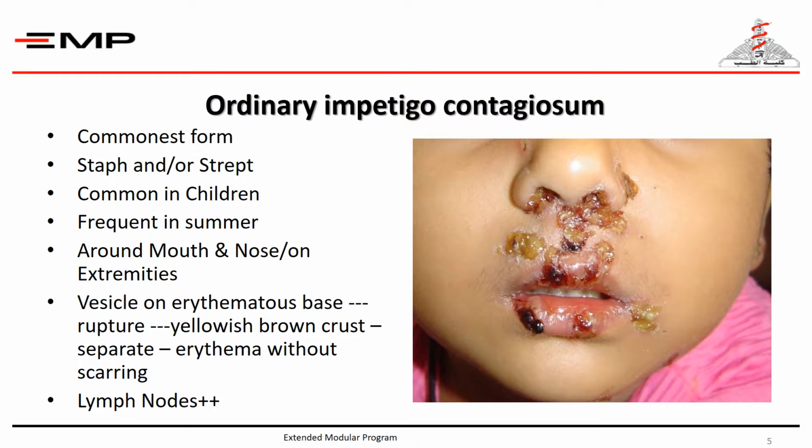It starts with a vesicle, which is regarded as the primary lesion of the disease. This vesicle is so superficial that it ruptures. The vesicle appears on an erythematous base but ruptures, leaving a yellowish-brown crust. This crust is either yellowish or brown depending on the presence of blood cells in the vesicle. This then separates, leaving erythema without scarring. On examination, the regional lymph nodes will be enlarged and tender.